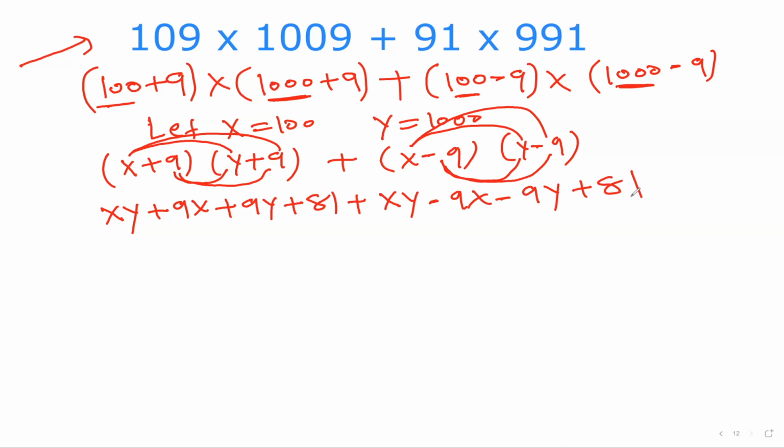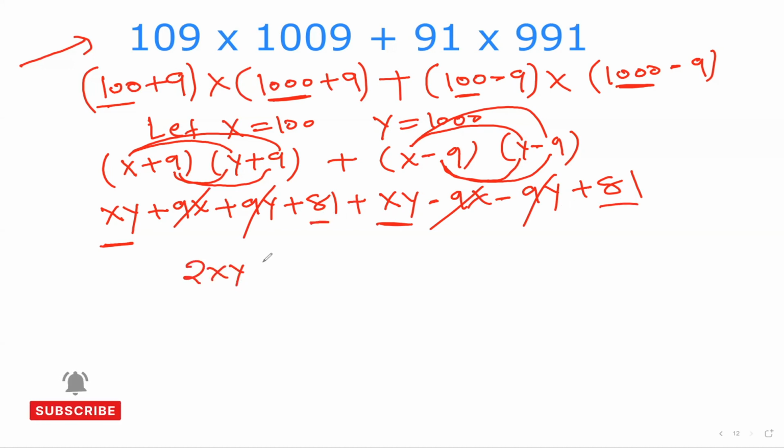Now you can see, collecting the like terms, positive 9x and minus 9x, I can cancel it out. Positive 9y and minus 9y, I can cancel it out. xy plus xy will become 2xy, and 81 plus 81 will become 162.